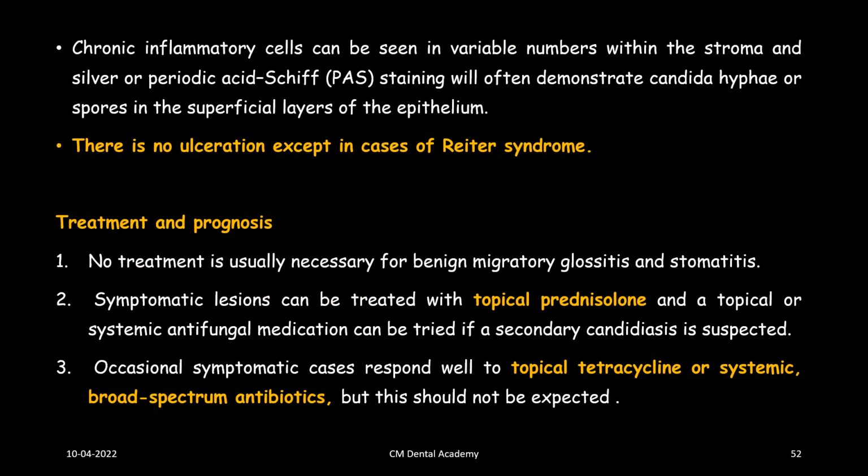The chronic inflammatory cells can be seen in variable numbers. The silver or periodic acid Schiff staining will often demonstrate the spores and the hyphae in the superficial layers of the epithelium. There is no ulceration except in case of Reiter syndrome.